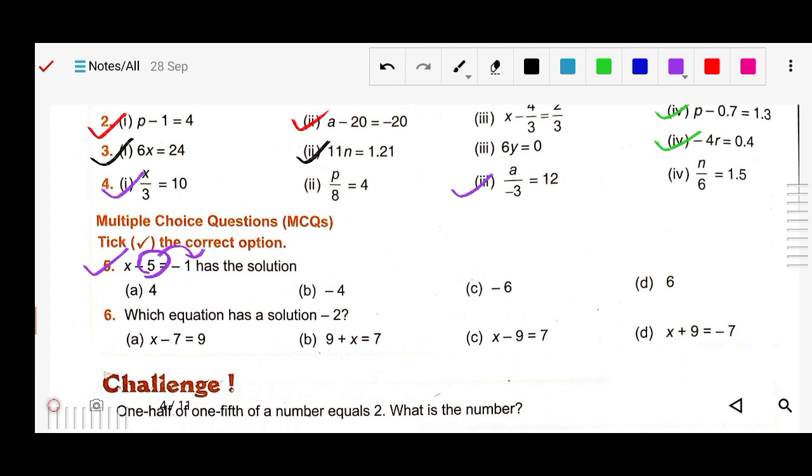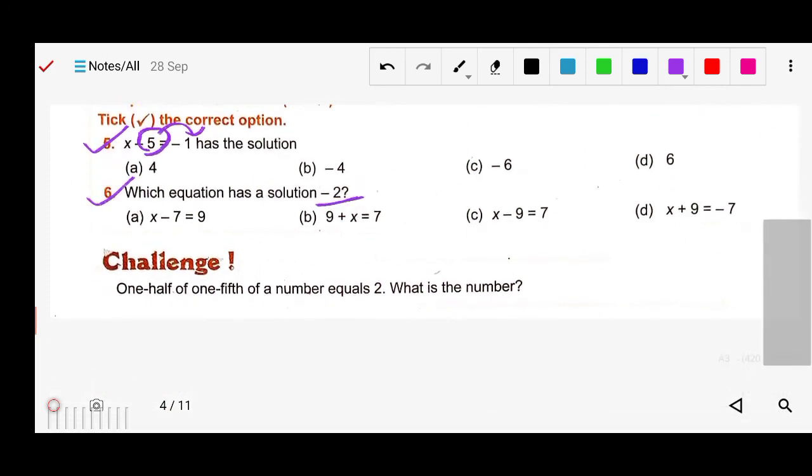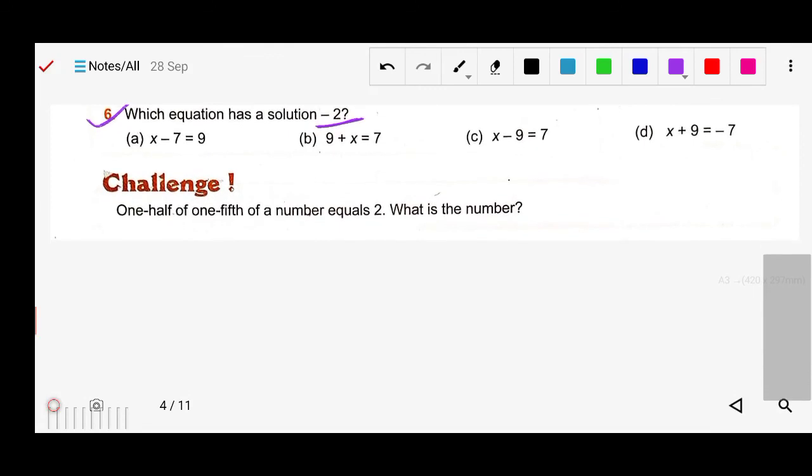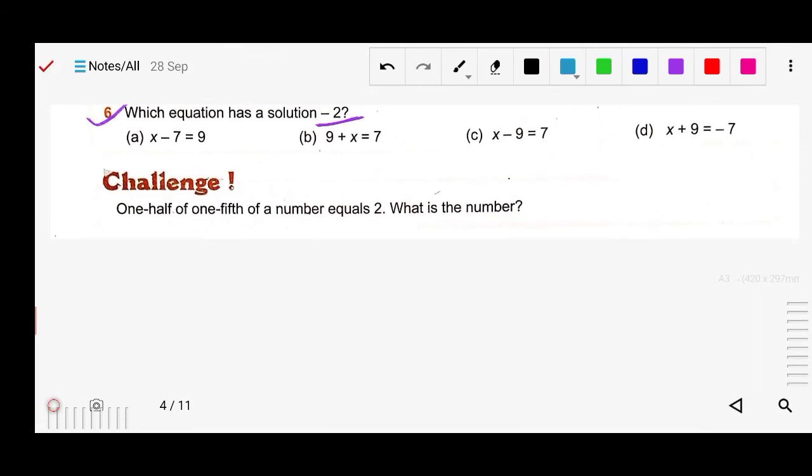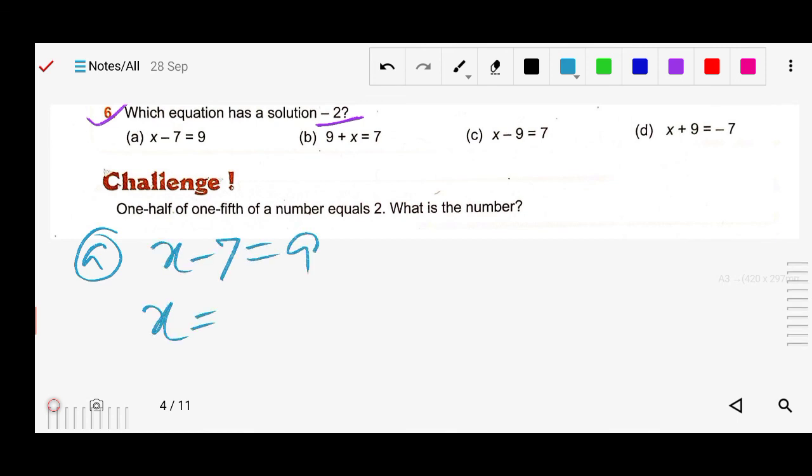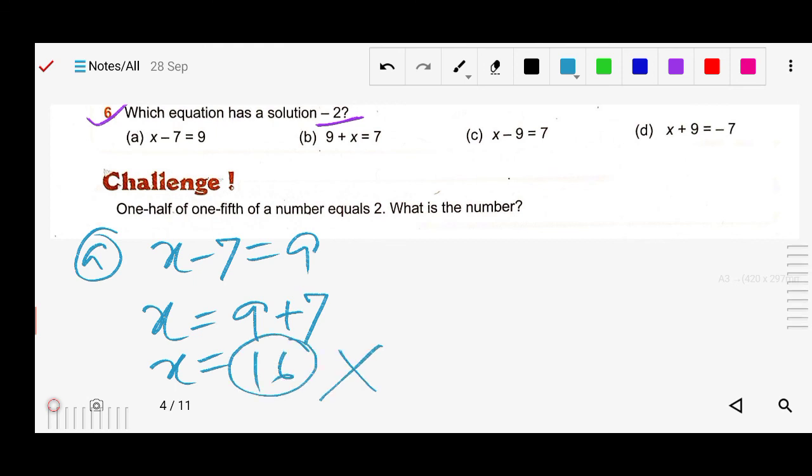Now number 6, which equation has minus 2 as solution? So we have to check which equation has the minus 2 solution. One by one we will solve. Let's solve the number a first. That is x minus 7 equals 9. So what will be the x? 7 will come to the right hand side, so it will be 9 plus 7, 16. So is its value minus 2? No, so it is no.